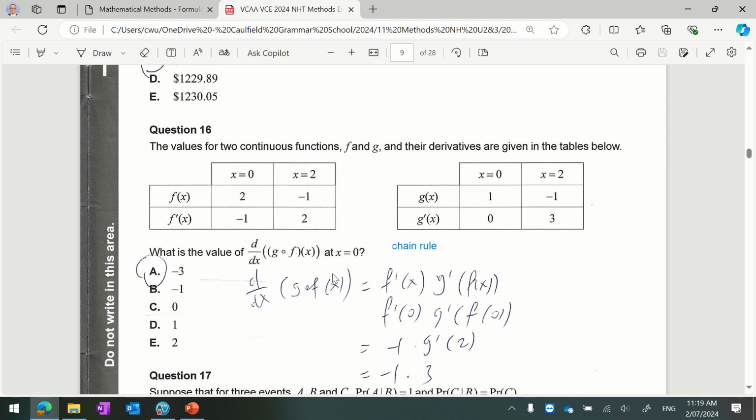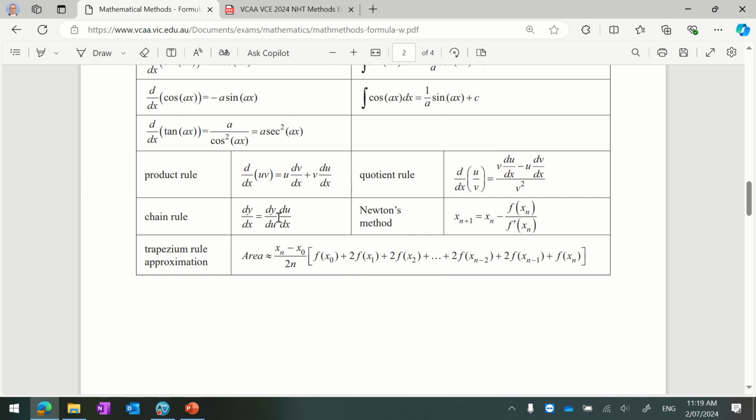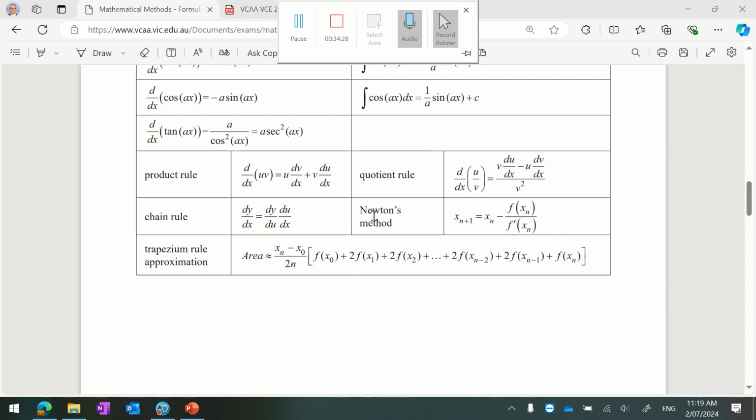Which means we are substituting f function into g function. So what we do is we diff f, we multiply diff g, and then we sub f back in. I believe the chain rule is also in your formula sheet, so if you ever forget, you can come back to this.